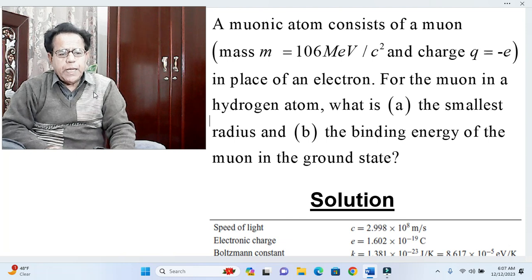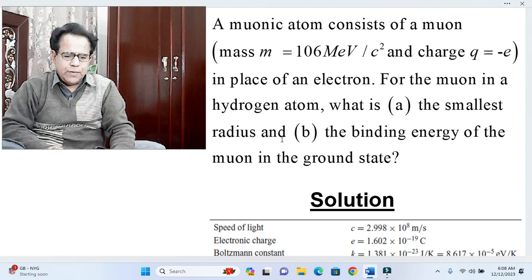A muonic atom consists of a muon having mass m equal to 106 MeV/c² and charge q equal to minus e in place of an electron. For the muon in a hydrogen atom, what is part A, the smallest radius, and part B, the binding energy of the muon in the ground state? Dear students, here the Bohr radius applies and then we have to find the binding energy.